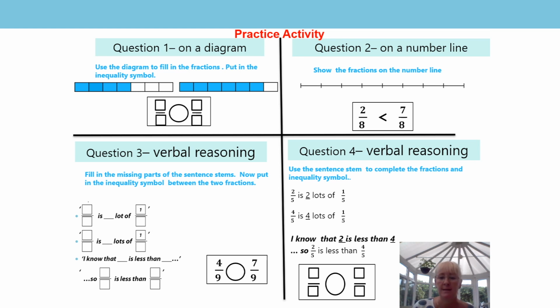We have 2/8 is less than 7/8. You need to plot those fractions onto the number line to show that. We've got verbal reasoning with question 3. Again, fill in the missing parts of the stem sentences and put the missing symbol in between those two fractions. And lastly, use your verbal reasoning to think about the stem sentences and complete the fractions and the inequality symbol.